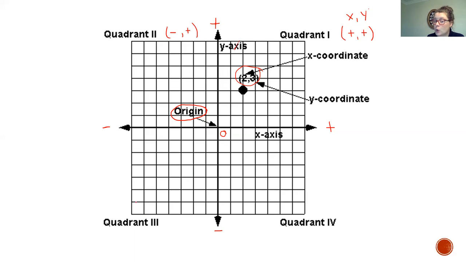Now when we get down to quadrant 3, any point in here, let's say we use this point, has a negative y because it's down. It's to the left, so it also has a negative x. So quadrant 3 is going to be the negative quadrant. Everything is negative in there.